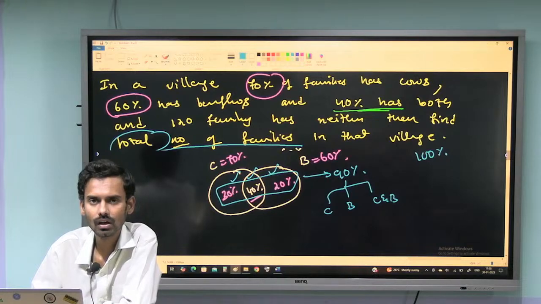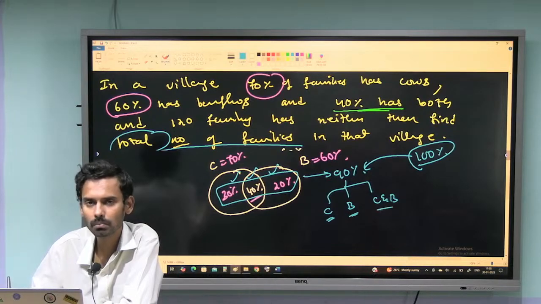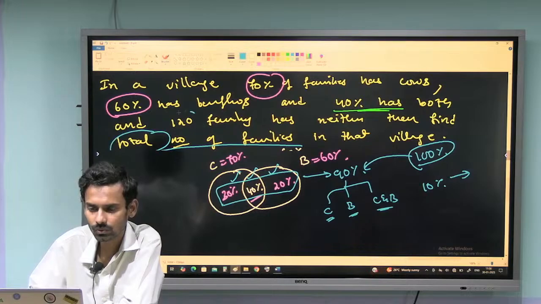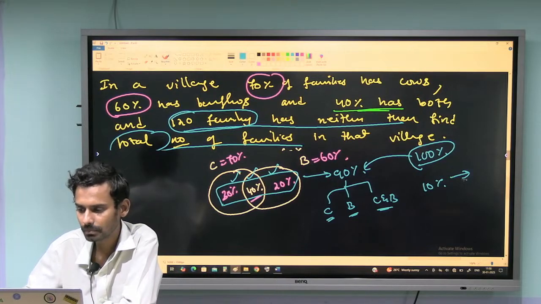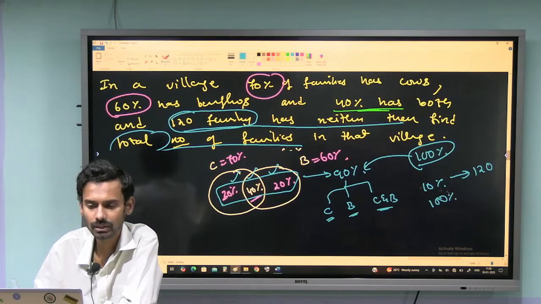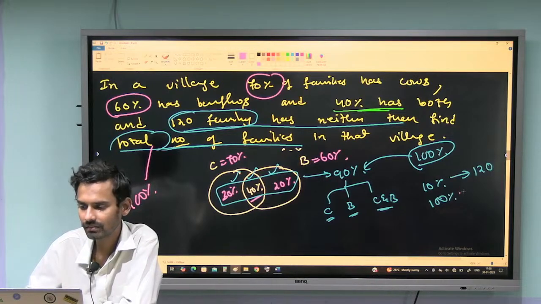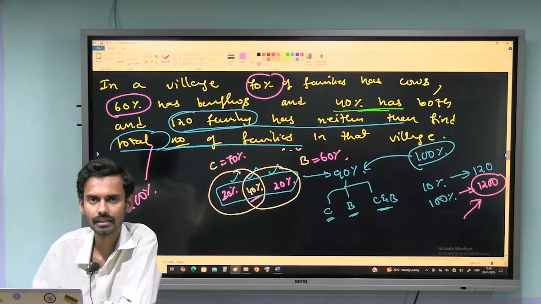For percentage, total is always 100%. So out of 100%, 90% are having either cow or buffalo or both, which means remaining 10% are not having anything. They have neither buffalo nor cow. So this 10% value according to the question is 120 families. The question is saying 120 families doesn't have anything. So 10% value is given to me as 120. So I need to consider 100% value. Why 100%? Because the question is asking for total number of families, and in percentage, total is always considered as 100%. So if I want to find 100%, 100% value will be 1200. So number of families in that village will be 1200.